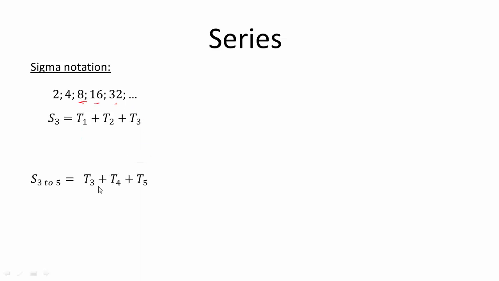Sigma notation. Why do we use sigma notation? It's just a fancy way of showing the sum sign. So we have this series, 2, 4, 8, 16, 32. We know previously that we could find S3 by T1 plus T2 plus T3. What if we wanted to find S3 to 5, i.e. the sum of the third term plus the fourth term plus the fifth term? How would that look? T3 plus T4 plus T5.